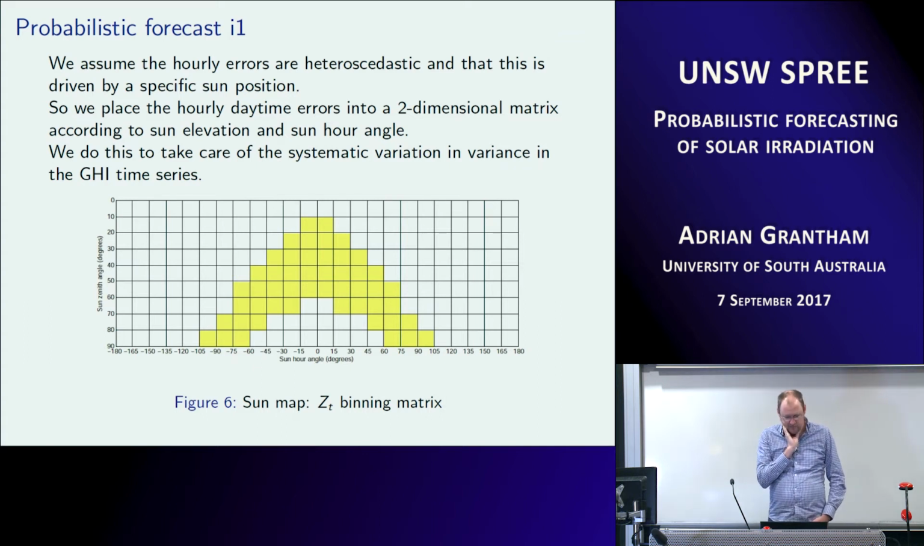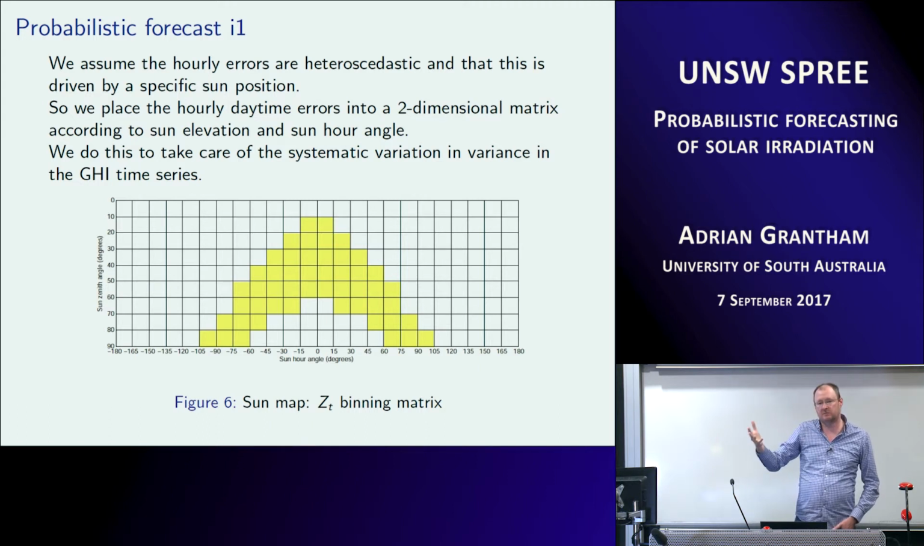So we placed our hourly errors into a two-dimensional binning structure, kind of like what we see there, which is driven by the time of day and time of year, which obviously corresponds to our sun hour angle and our sun elevation. So for example, this little bin here, sort of in the middle down low, that's around the middle of the day in winter when the sun is in that position.